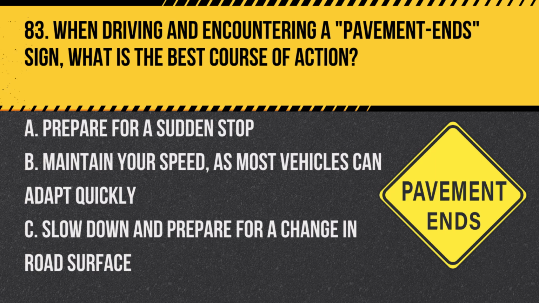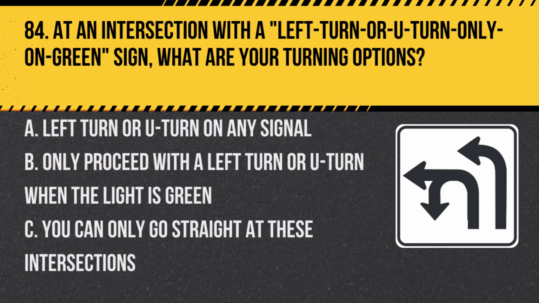A. Prepare for a sudden stop. B. Maintain your speed, as most vehicles can adapt quickly. C. Slow down and prepare for a change in road surface. Answer: C. Slow down and prepare for a change in road surface. Transitioning from pavement to unpaved surfaces requires caution. Question 84. At an intersection with a left turn or U-turn only on green sign, what are your turning options?